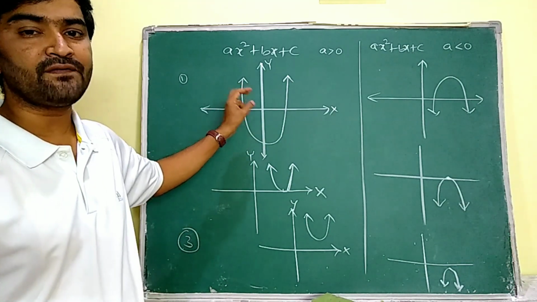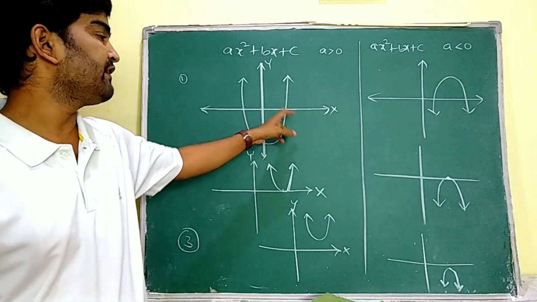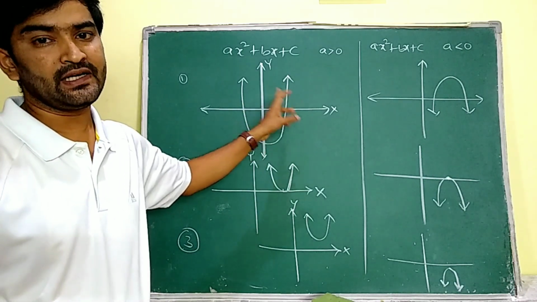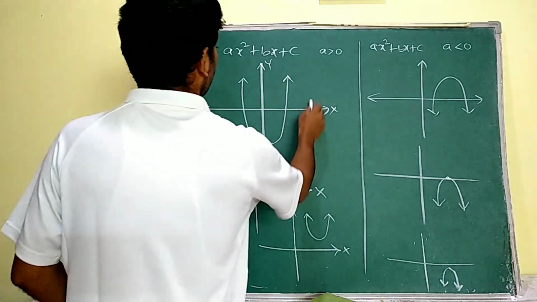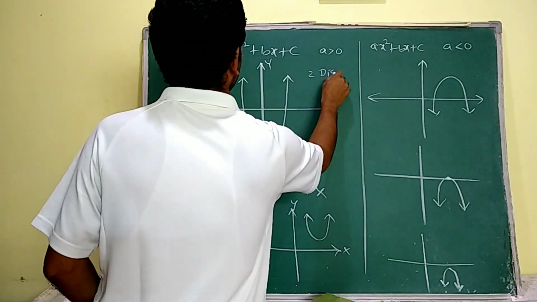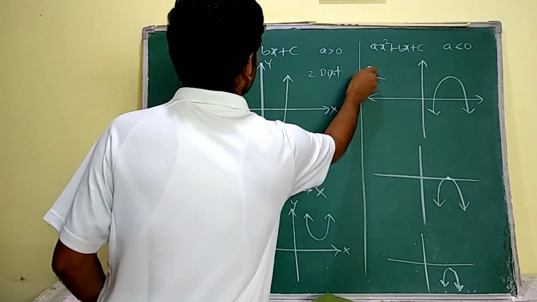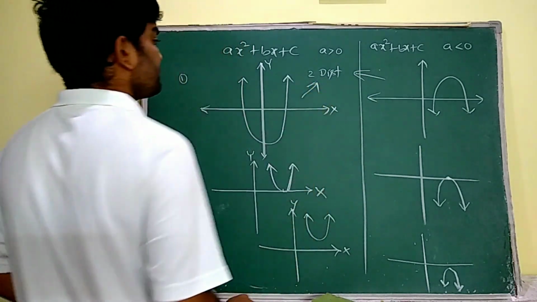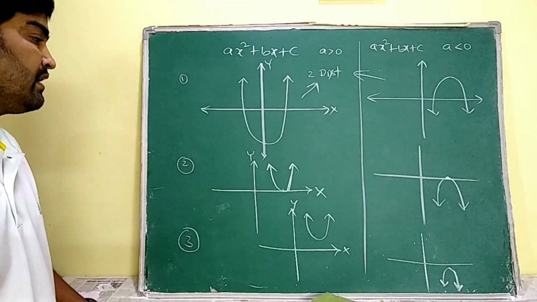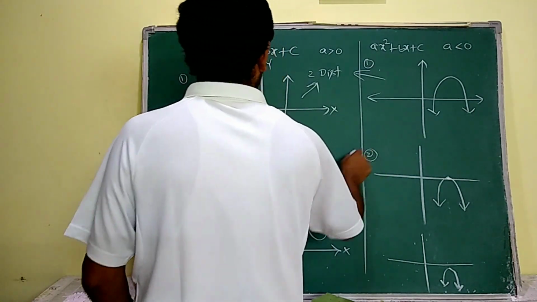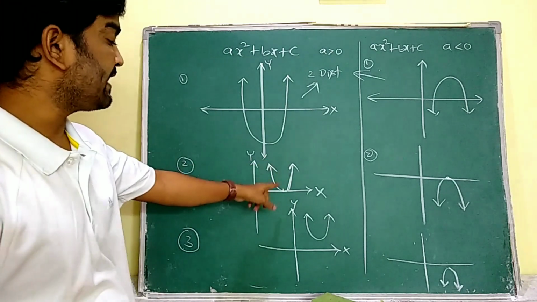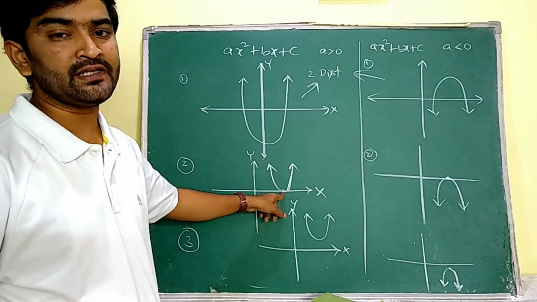Here, see, the graph touches the x-axis in two different points. That is, it has two distinct solutions. Okay, two distinct solutions. Here also, this and this both have two distinct solutions. Coming to the second type, in this second type, the graph touches the x-axis at one point.